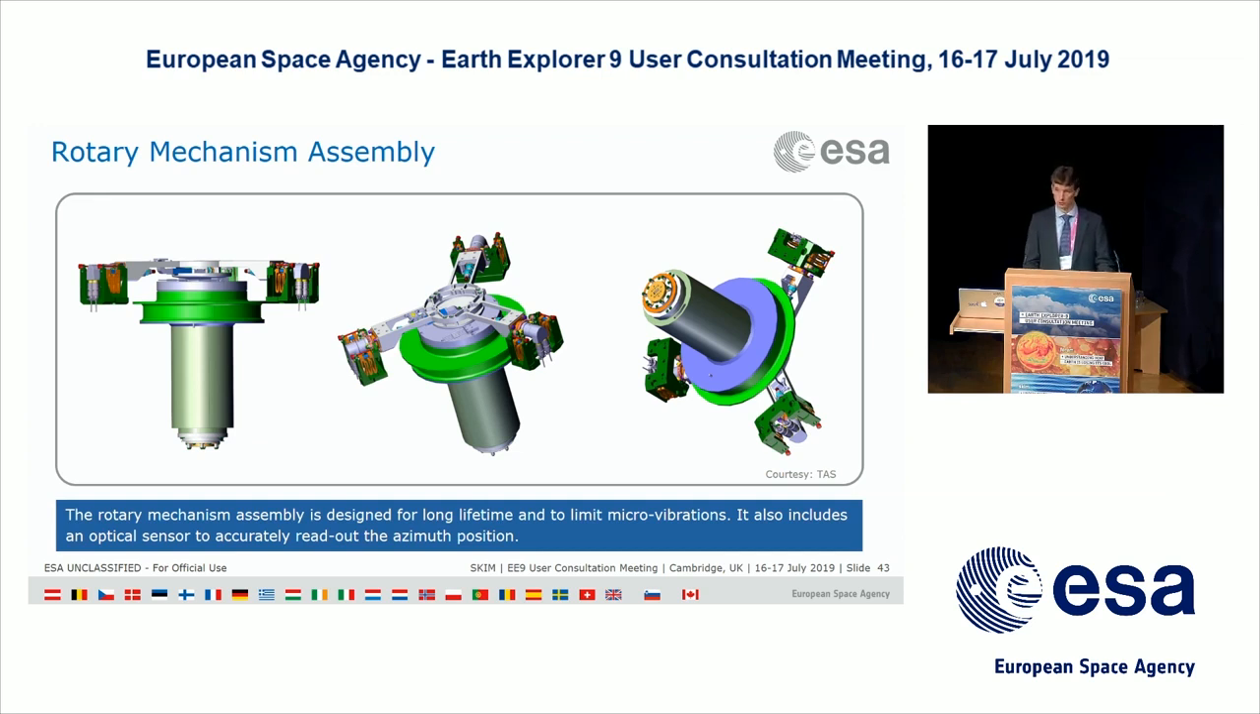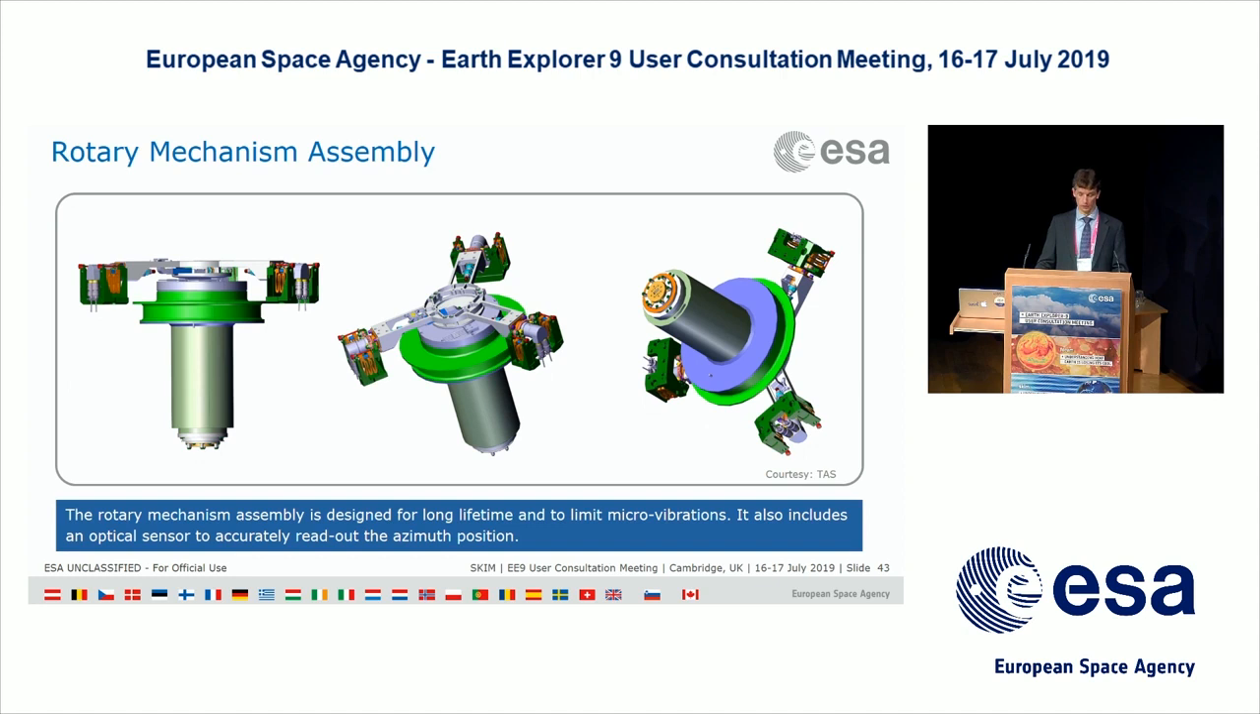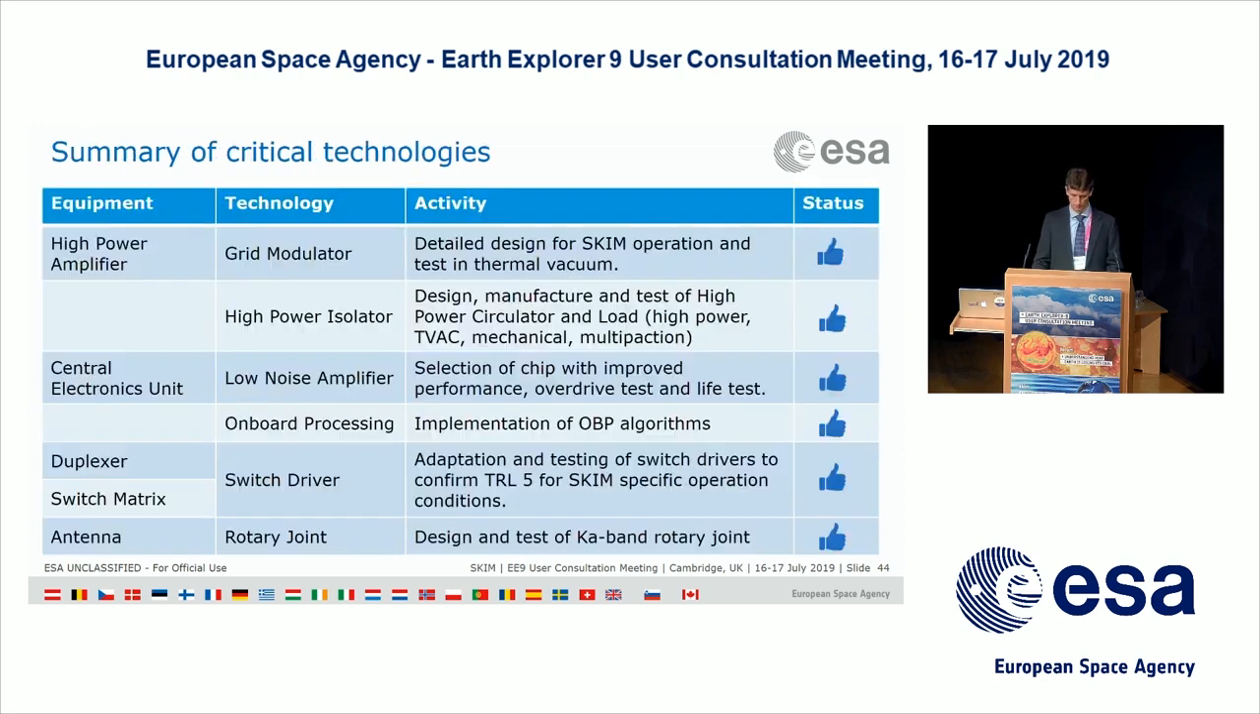One more thing I should mention is that we have also started a pre-development activity on the RF rotary joint, which is the element that passes the RF signal from the static part to the rotating part of the antenna. Of course, we had to redesign this for Ka-band. So, I've talked about all these pre-development activities that we've started, including the grid modulator, the high-power isolator, the low-noise amplifier, the onboard processing, the switch driver, and the rotary joint. All these activities have either completed or are well on track, and Paulo, in the later talk, will talk about the status in a bit more detail.